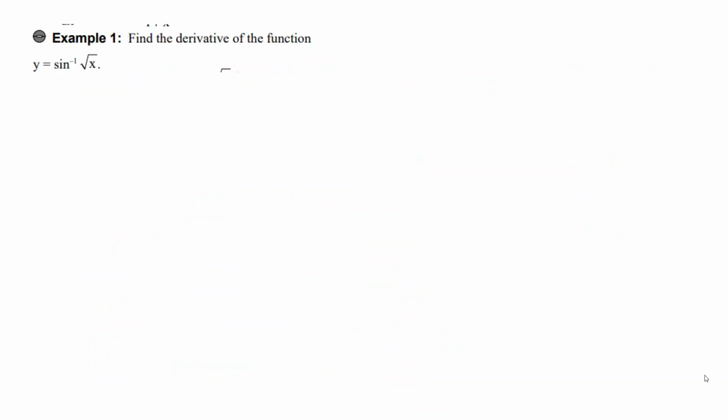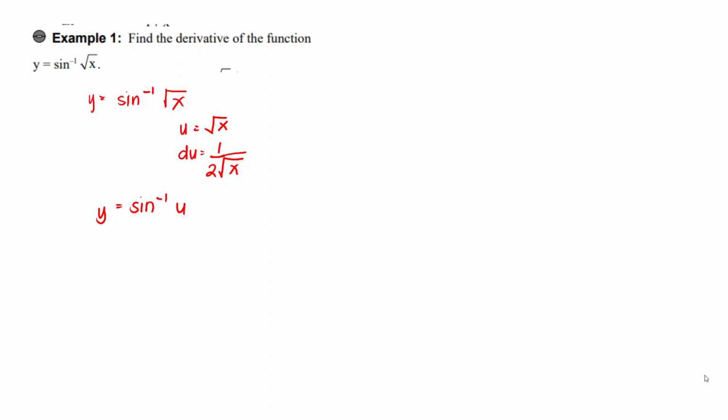Sabi niya dito, get the derivative of y, the inverse sine of square root of x. Okay? So, katulad nito, hindi lang siya simpleng x, pero square root of x. So, let us assign square root of x as the u. Okay? So, ang du natin dito is 1/2 over square root of x. Okay? So, ganyan siya. Then, y is equals to inverse sine of u.